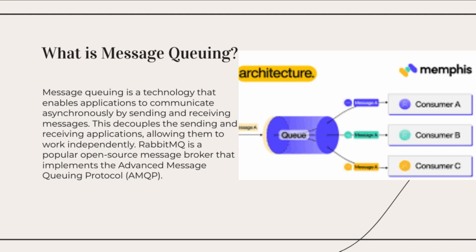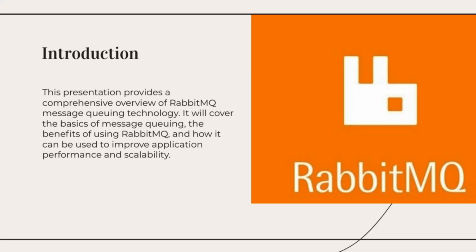3. Publish-subscribe model. RabbitMQ supports the publish-subscribe messaging pattern. Publishers send messages to named exchanges, and subscribers can create bindings to these exchanges to receive the messages. This pattern enables broadcasting messages to multiple subscribers.